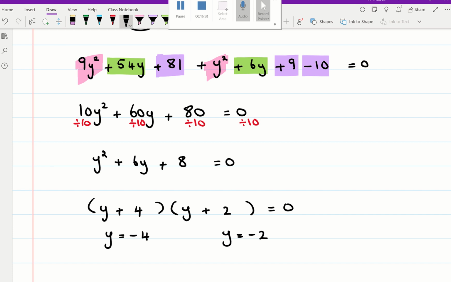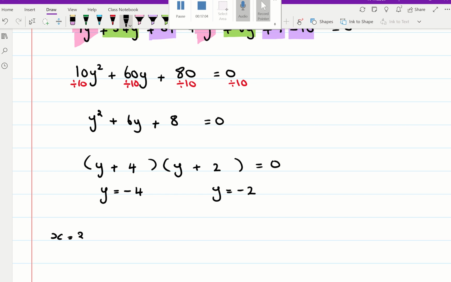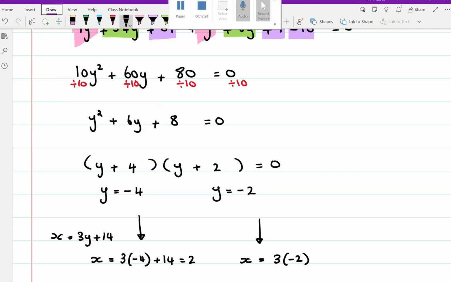And I've got my equation for x. X was 3y plus 14. So for here, x equals 3 times negative 4 plus 14. So 3 times negative 4 plus 14 is a positive 2. And for this one, x equals 3 times negative 2 plus 14. And that is an 8.